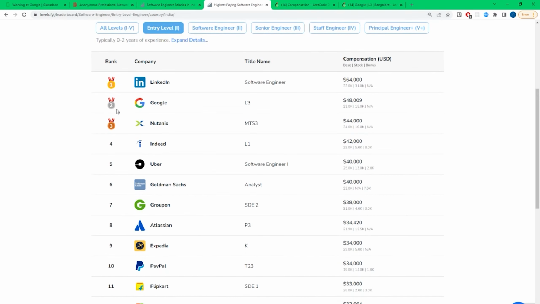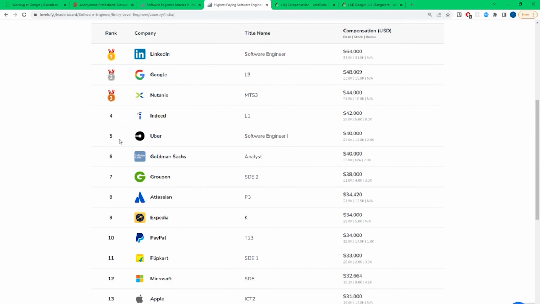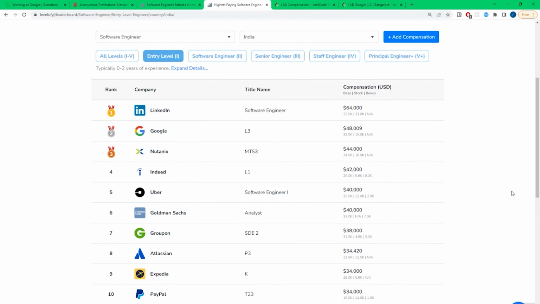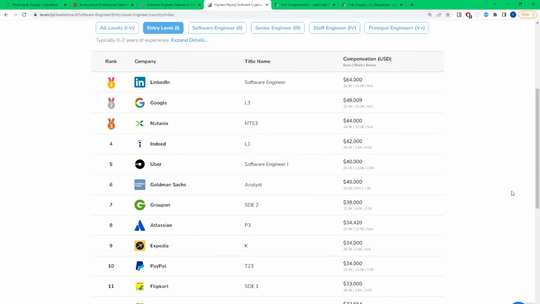So you can see that these are the top employers or top paying employers in India. So you can have a look here as well, and you can target the companies that you're currently looking for based on the compensation you're looking for. So you don't need to waste time applying for companies that do not match your requirements. Another point that I want to make here is don't just look at the company, do make sure that you also look at the title name.